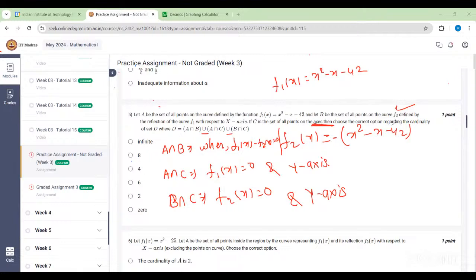Okay, is that what we are doing here? B intersection C, can you repeat? B intersection C means, what is B? B is a set of points situated over f2.